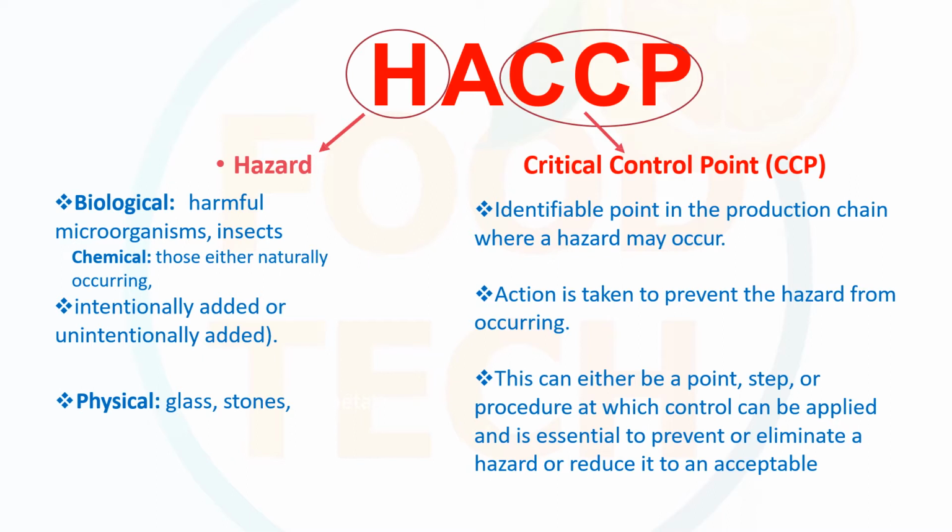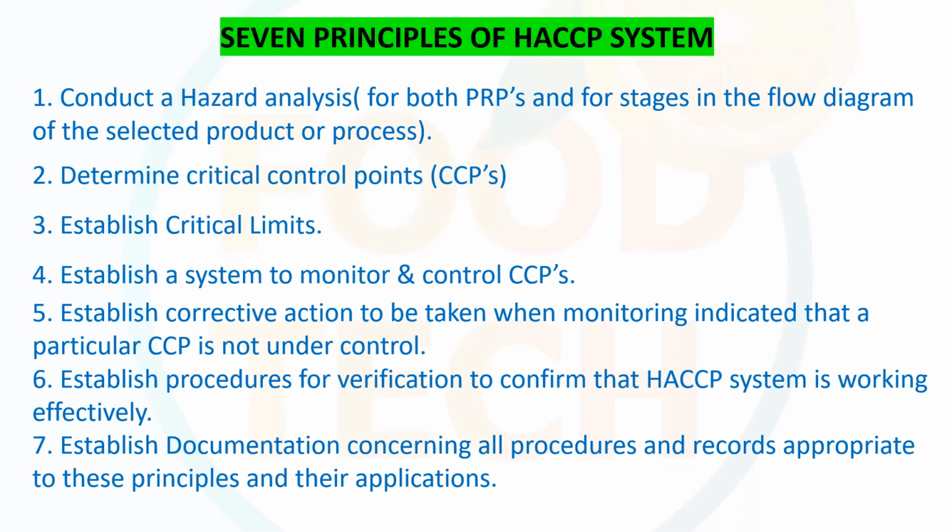And physical hazards are glass, stones, the hairs of the food handler, the assessor, or the one who is supervising all these things. So this comes under the physical hazards. And a critical control point is the particular point in the entire production chain where there is a likely occurrence of a hazard, and action is taken to prevent that hazard. So that is about CCP.